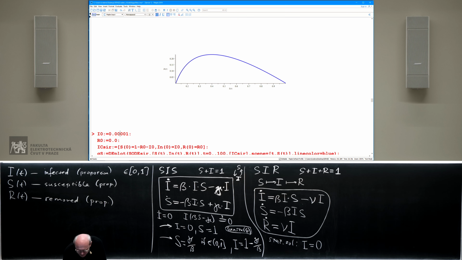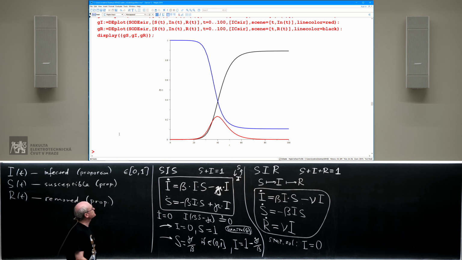Okay, here we go. 3 graphs. Here we can see them. The blue curve, that's the number of susceptible people. The red curve, that's the number of infected people. And we can see how the number of infected people shoots up and then goes down in time. And everybody moves to the black curve, which is the removed people. So we sort of guessed it right.